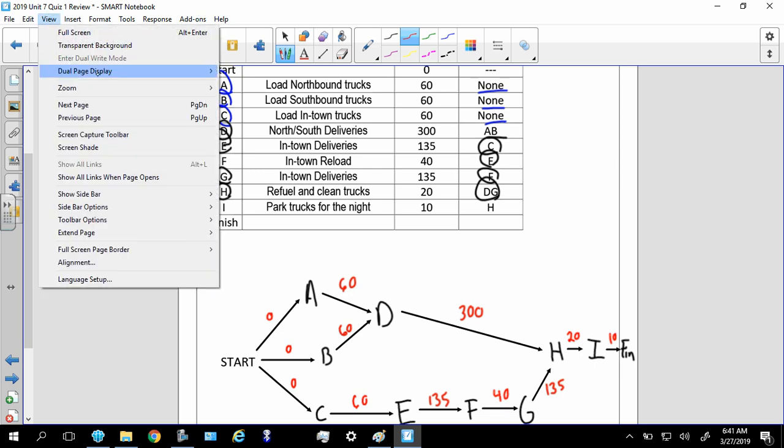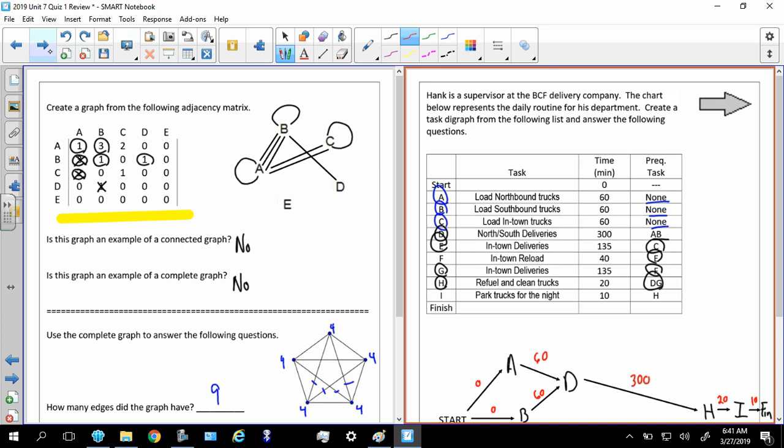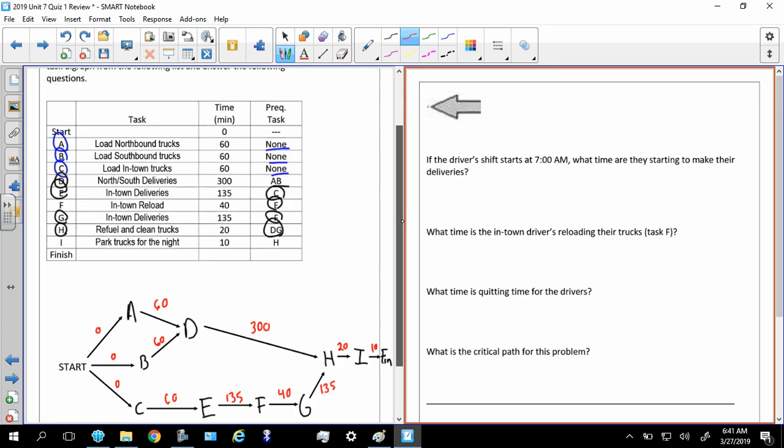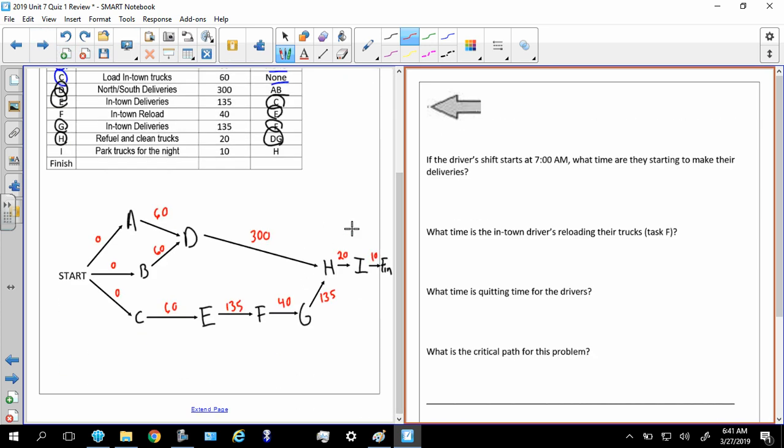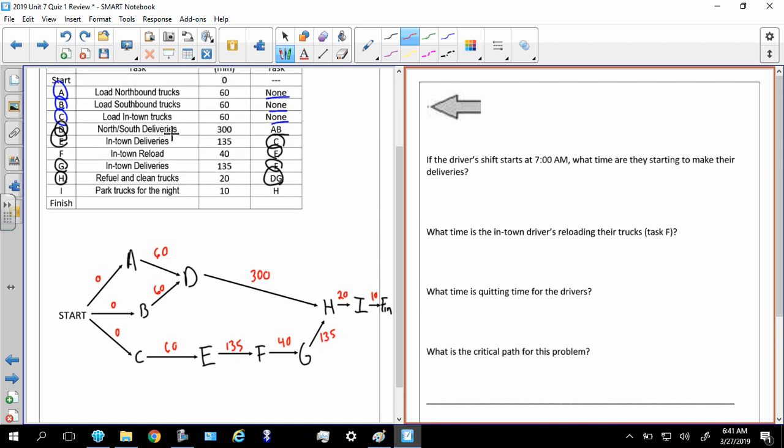So I believe I'm going to need a dual page of this. Let's see, dual page, there we go, because I've got to answer some questions. So there is my graph. All right, so if the driver's shift starts at 7 a.m., what time are they starting to make their deliveries?